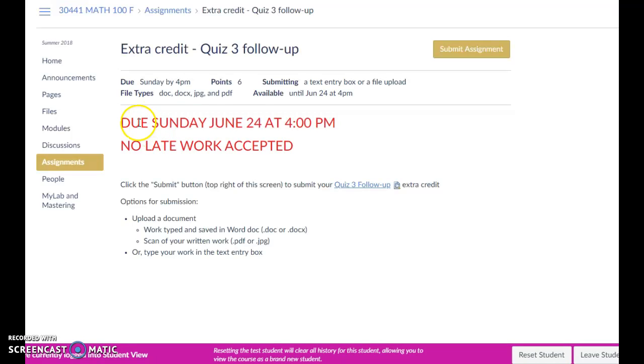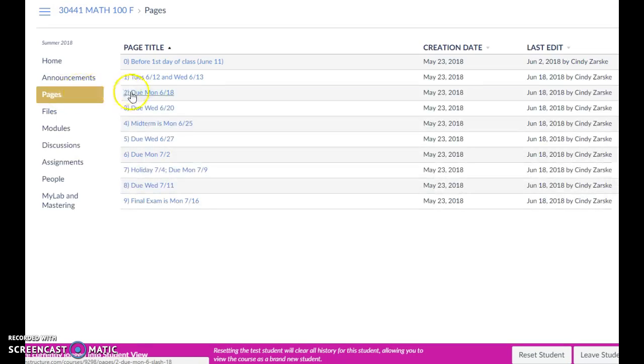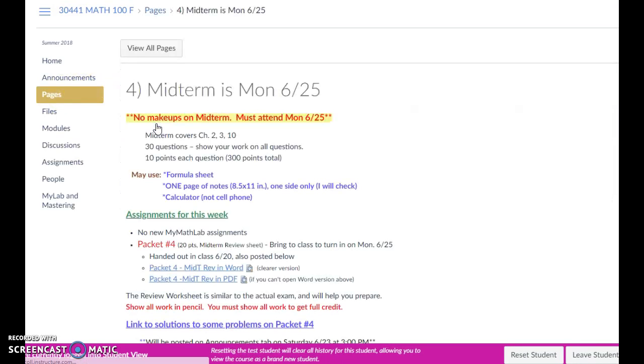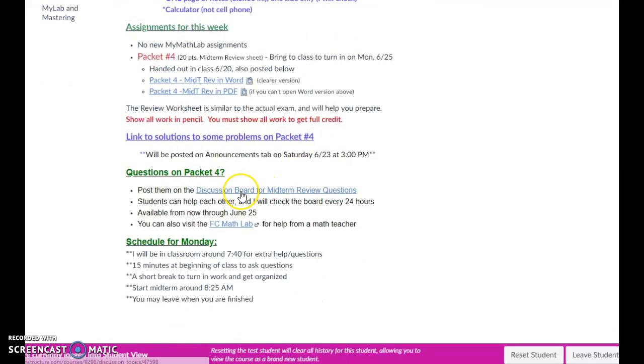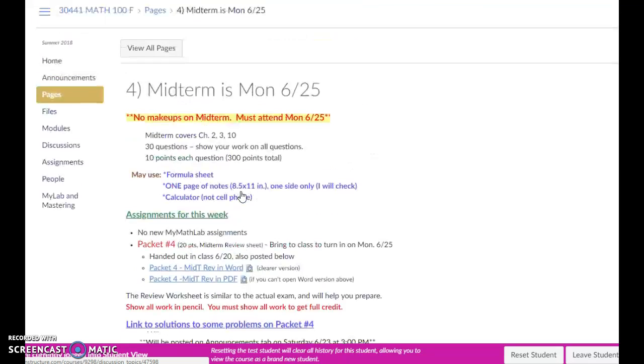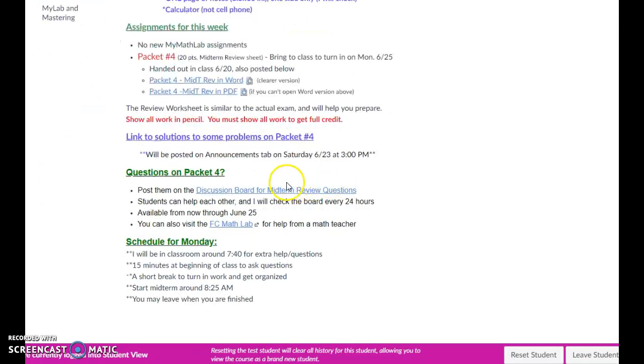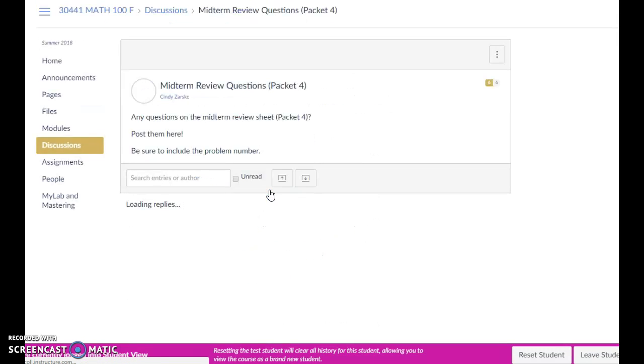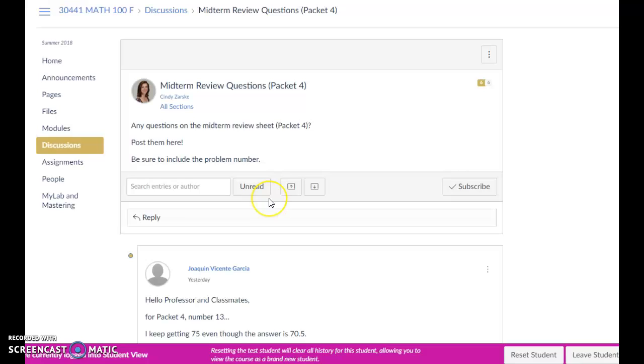Everyone should be working on Packet 4 to get ready for the midterm. Midterm coming up on Monday. So if you have any questions on Packet 4, remember you can post them on the discussion board. I'm on Pages, page 4, discussion board. You can post any questions here. You can answer each other. I will log in at least once a day and answer them.